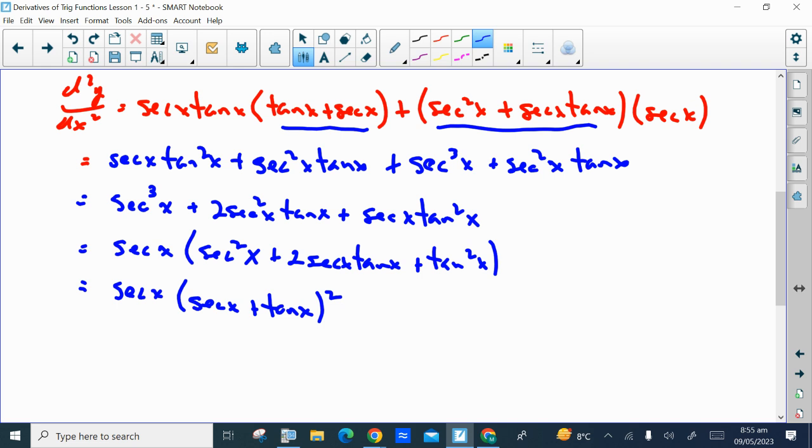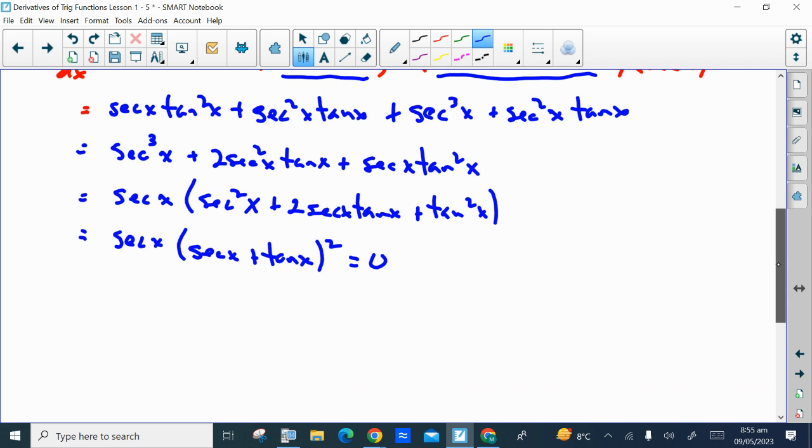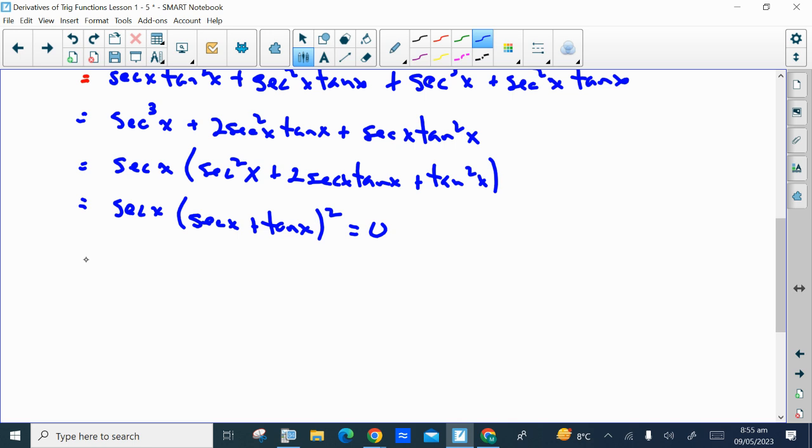Because remember, when we want to find out where our concavity changes, where our points of inflection are, we have to find the critical numbers of the second derivative, which are where that equals 0. So if you can factor it, that's what we've always done. So our solutions will occur where the secant of x equals 0 and where sec x plus tan x all squared equals 0.